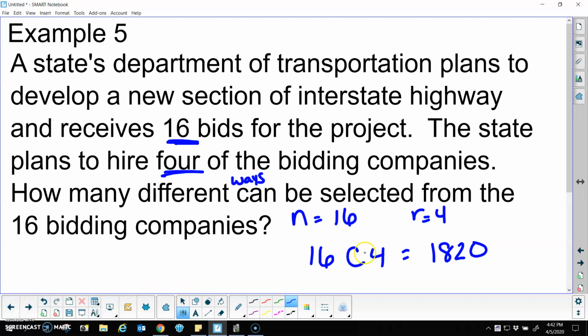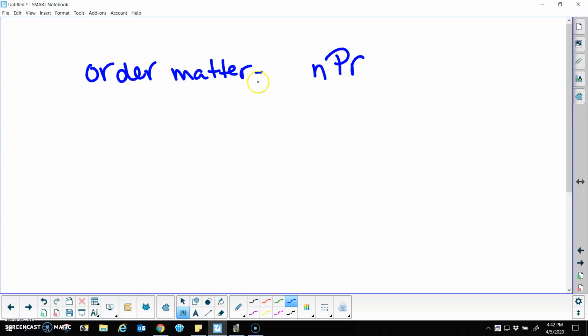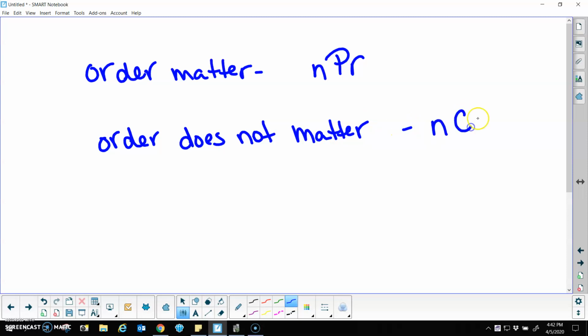This is my last example. I hope this does make sense. Whenever you do a problem, please ask yourself, does order matter? Remember, if order matters, this is going to be a permutation, an nPr. If order does not matter, then you're going to choose, and it is going to be nCr.